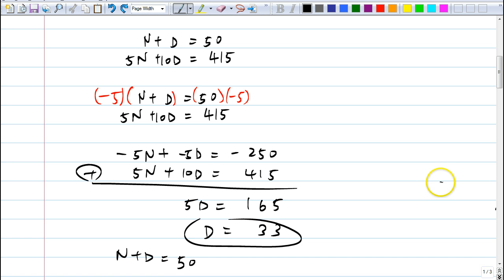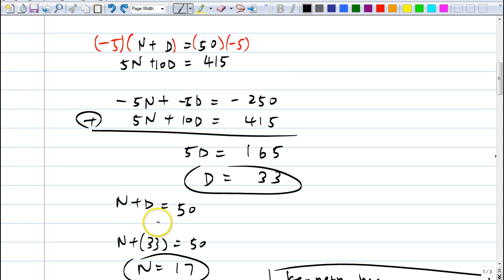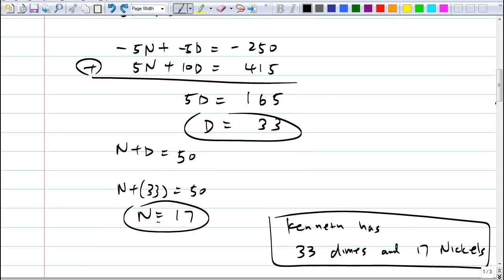So if you did that, you plug in D as 33, and you know that N equals 17, right? So if they ask for both, that's what you should have written. But on this one, they only ask for the number of dimes, right? So is it okay to just write, Kenneth has 33 dimes? Is that okay? Okay, easy enough? Okay, good. All right, let's move on to the next one.